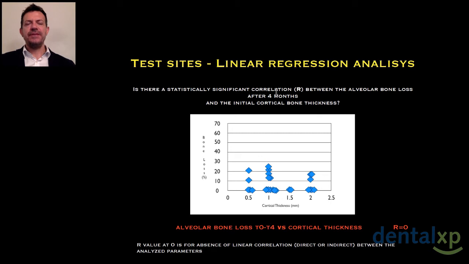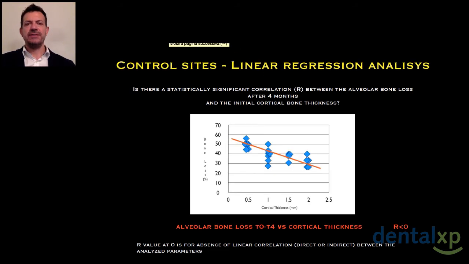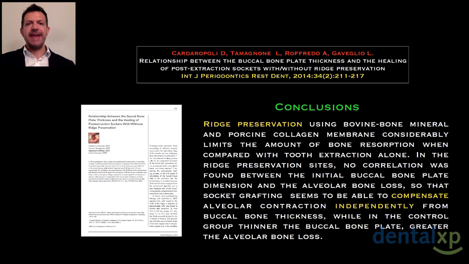There is no correlation between the thickness of the buccal bone plate at baseline and the remodeling of the post-extraction socket. While in the control group with spontaneous healing, yes, we have a correlation, and this correlation is negative. So we can conclude that the ridge preservation limits the amount of bone resorption when compared with tooth extraction alone.